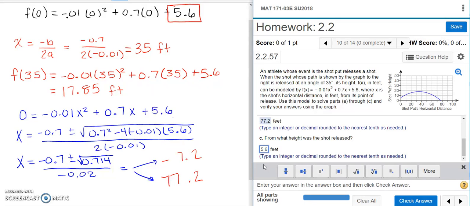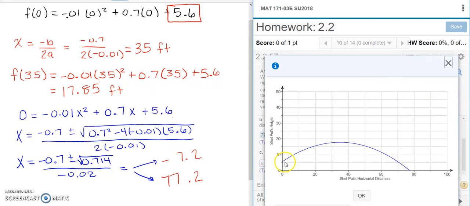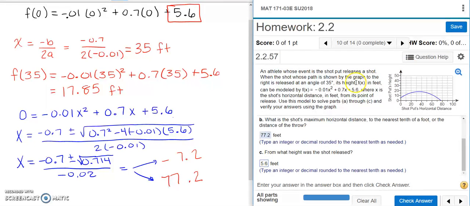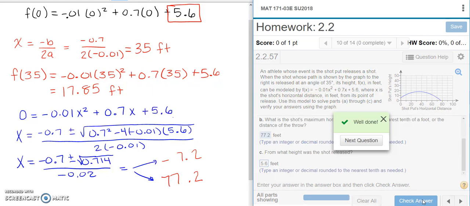Because you got to think about this athlete's the one throwing it, so he's not throwing it from the ground. It's up in the air a certain bit. You can kind of see that here. But again, you wouldn't be able to know that that's 5.6 unless you had the function. So we base it off of the function. So that's it for this question.